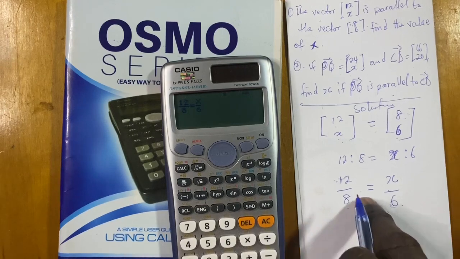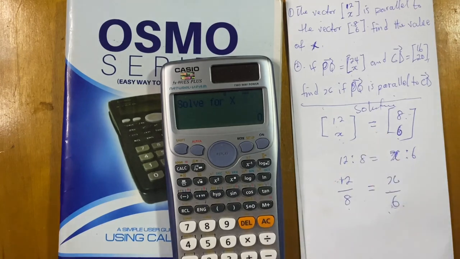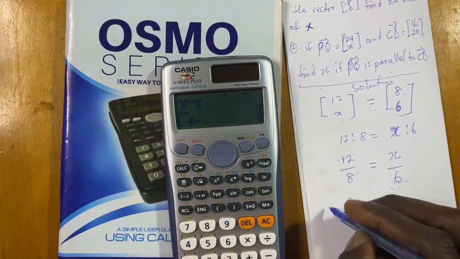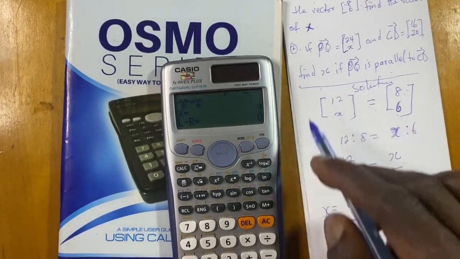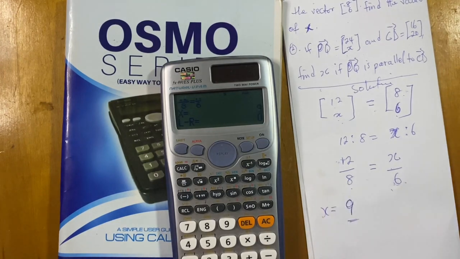The next thing you have to do is go to shift, calculate or solve, and it asks you to solve for x. Go to the equal sign, and it gives you the answer to be 9. So x is equal to 9 for this vector. As simple as this. Now we have found a way of getting the vectors done without going through the normal vector procedure, and this is how you solve it.